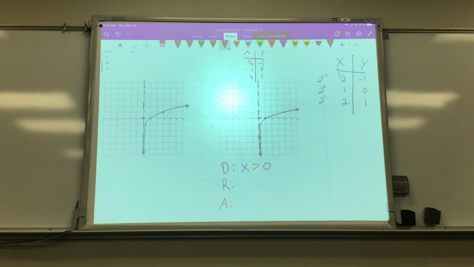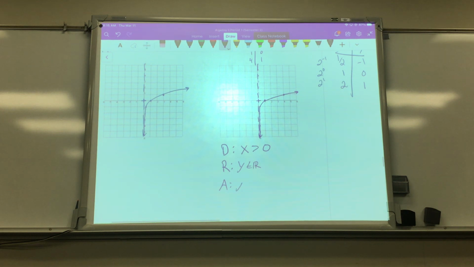Okay, now range, is that ever going to stop going up and down? No, so our range is not restricted, so y is an element of all reals. Okay, and then our asymptote, vertical line, is that x equals or y equals? X. And again, you're just going to use that h value again.